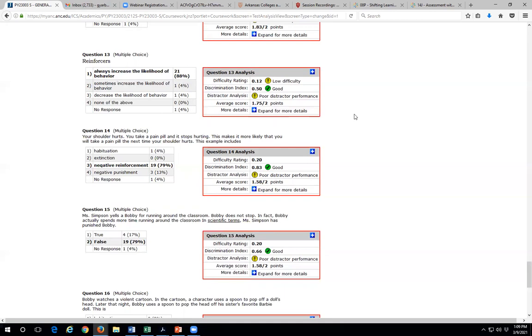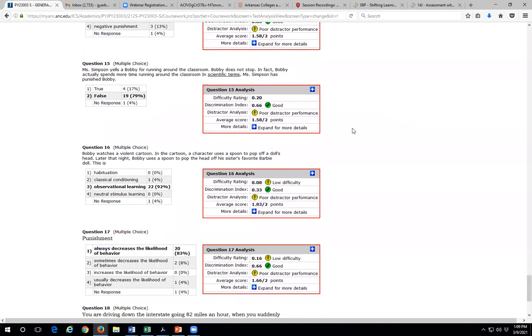Mrs. Simpson yells at Bobby for running around the classroom. Bobby does not stop. In fact, Bobby actually spends more time running around the classroom. In scientific terms, Mrs. Simpson has punished Bobby, and that's false. Punishment makes behavior less likely, and since Bobby's behavior didn't get less likely, no punishment has occurred.